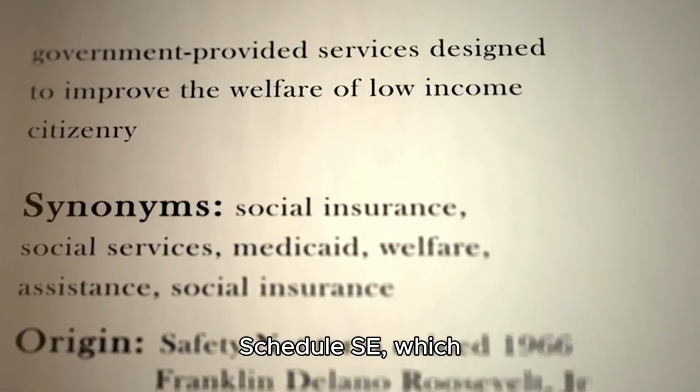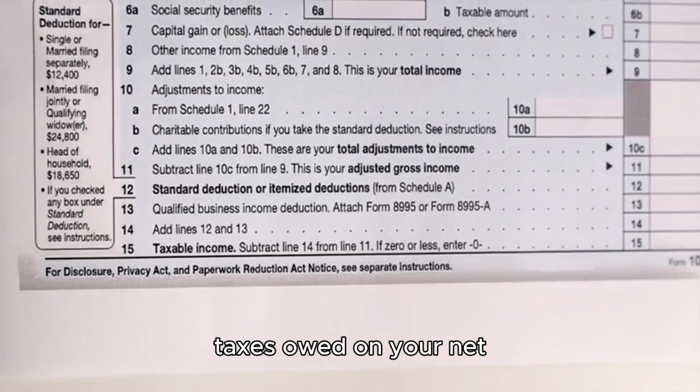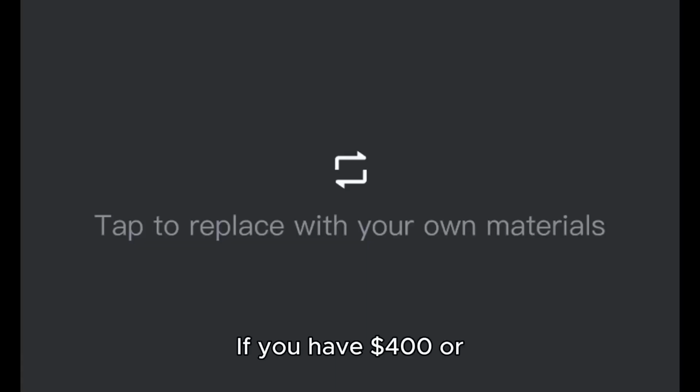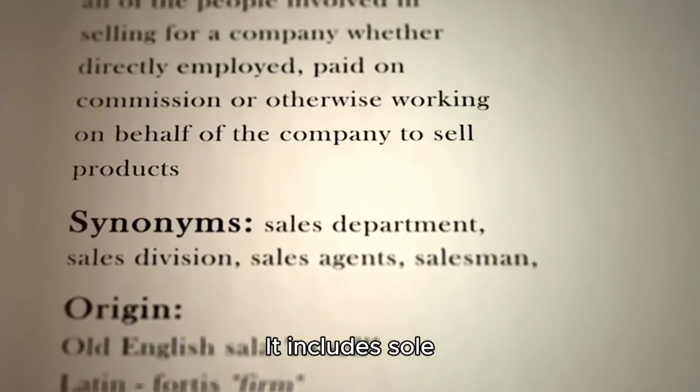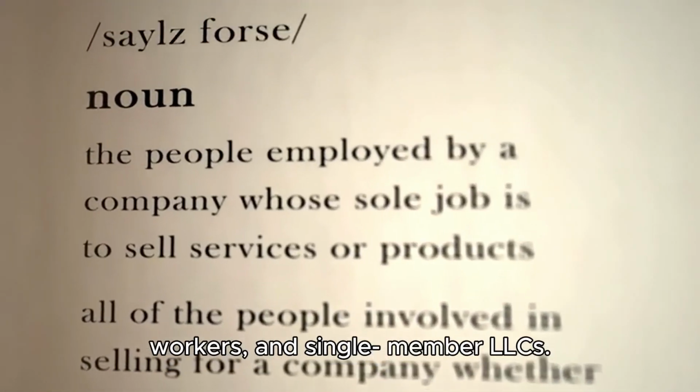Now, let's move on to Schedule SE, which calculates the Social Security and Medicare taxes owed on your net business income. If you have $400 or more in net self-employment income, this form is for you. It includes sole proprietors, freelancers, gig workers, and single-member LLCs.